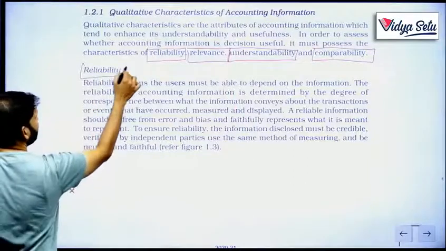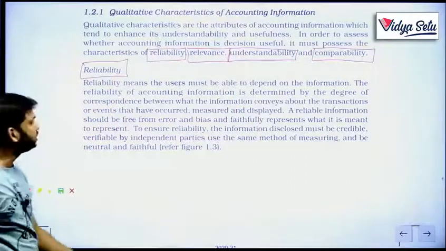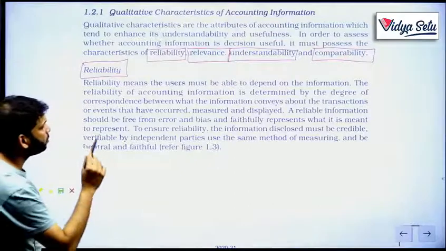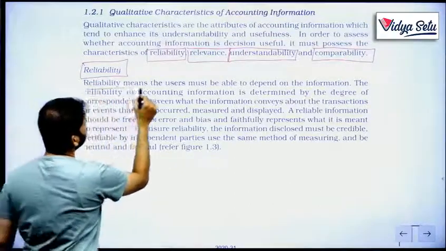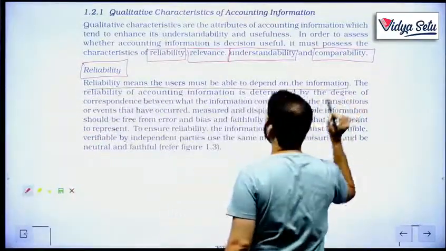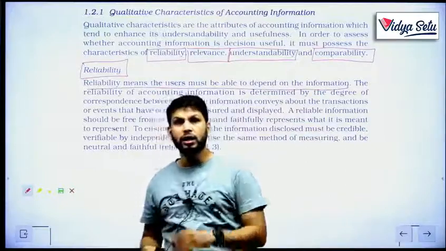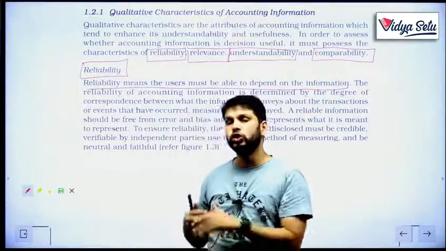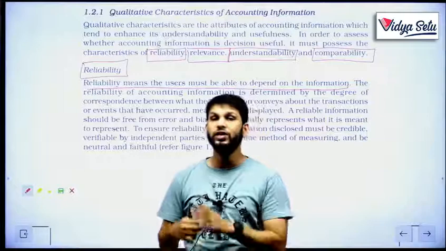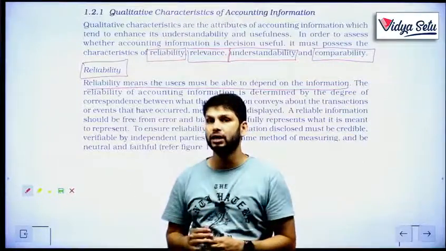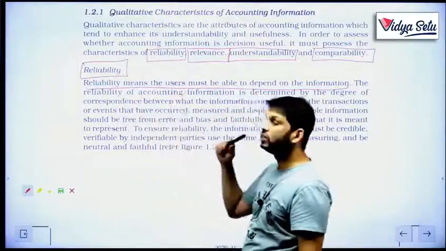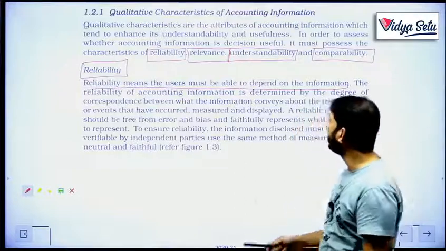The first one is reliability. Reliability means the user must be able to depend on the information. It should not be unreliable. The information should not lie. We should have complete faith, so that the decisions we are making, we should be able to make on them.